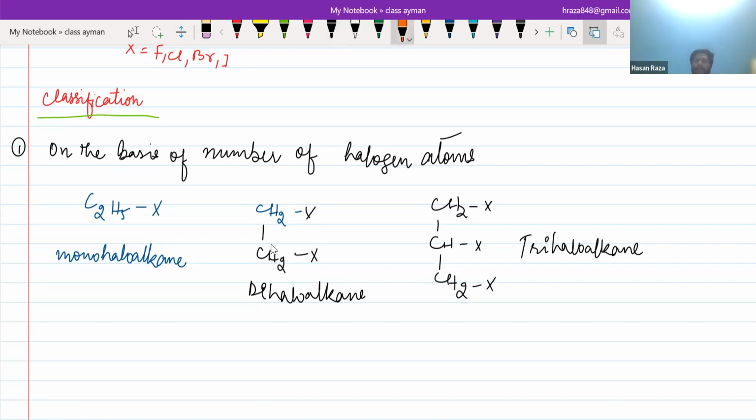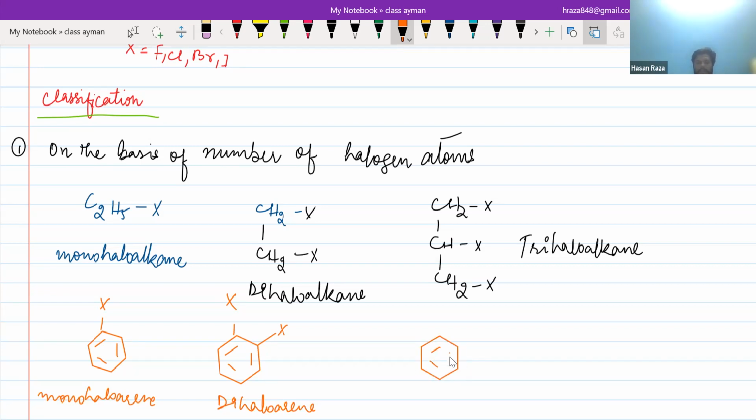In the same way, we can go for haloarene: monohaloarene, dihaloarene, trihaloarene, tetrahaloarene, whatever. So this is monohaloarene. Dihaloarene. And then the third comes trihaloarene, X, X, and X. So the first classification is very easy. On the basis of number of halogen atoms: one halogen atom, mono; two, di; three, tri; four, tetra; five, penta, like this. Yes, sir. Okay.